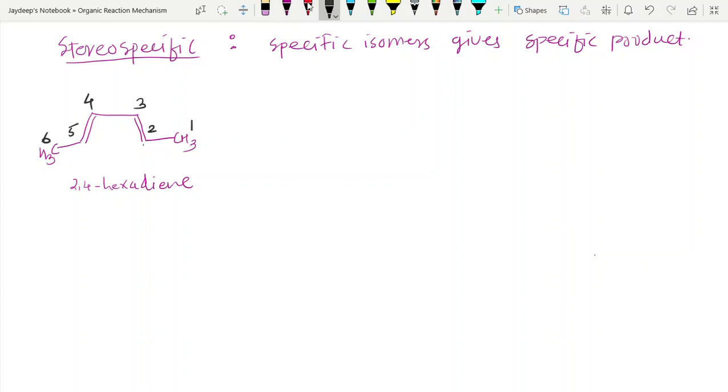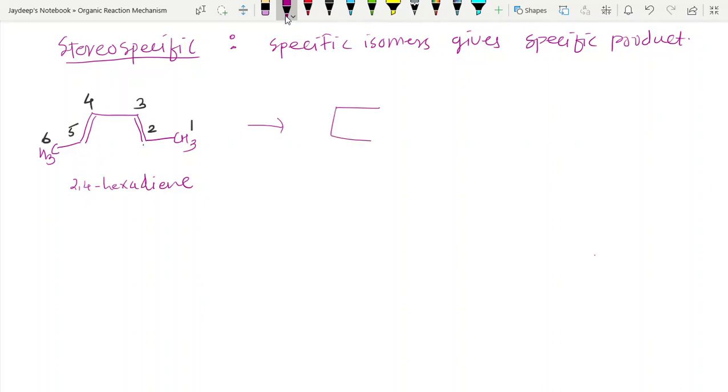So, stereospecific reactions. Electrocyclic reactions are stereospecific because a specific isomer gives the specific product. The electrocyclic reaction gives a particular stereoisomer depending on whether the reaction is carried out thermally or photochemically. For example, this 2,4-hexadiene undergoes an electrocyclic ring closure reaction to give a 3,4-dimethylcyclobutene. So let us write down the structure.